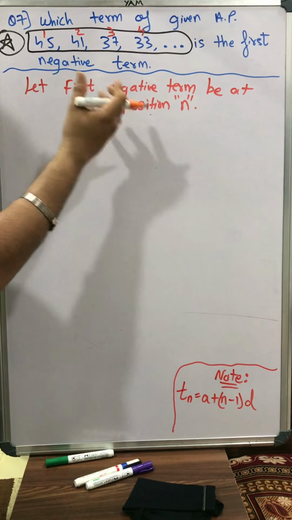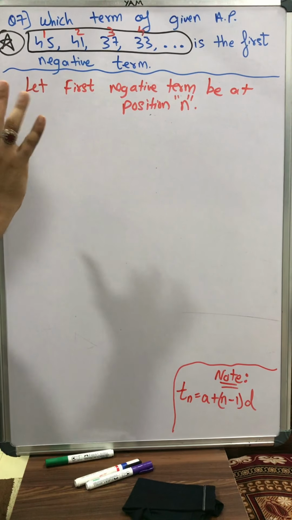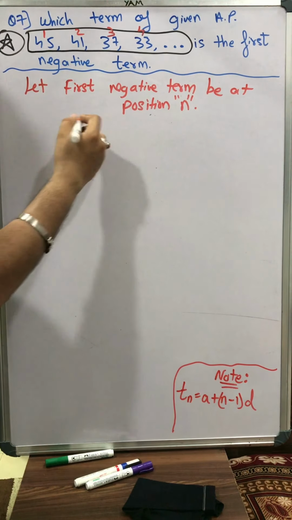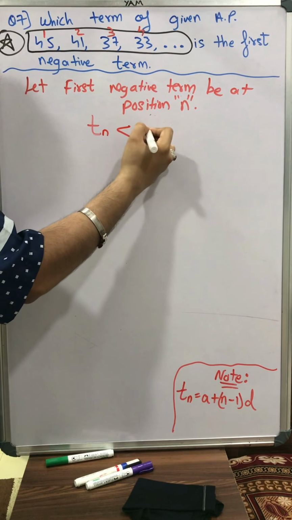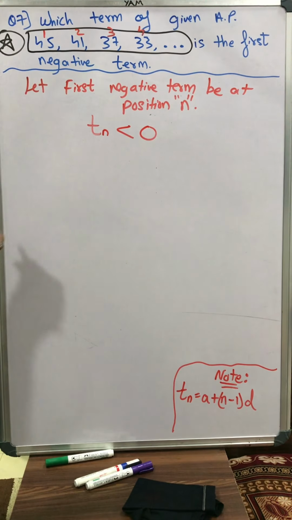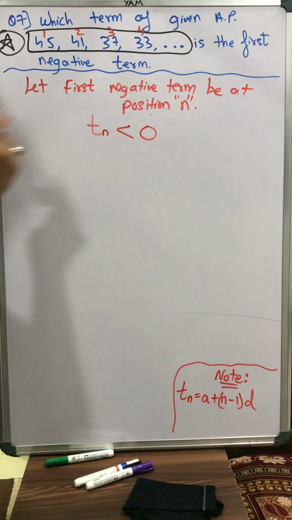Okay, fine. We assume that the first negative term comes at n. Now, students, we are searching for the first negative term. So can I say that the term at position n will obviously be less than 0? Yes. Then only we can say it's a negative term. So I wrote Tn is less than 0.